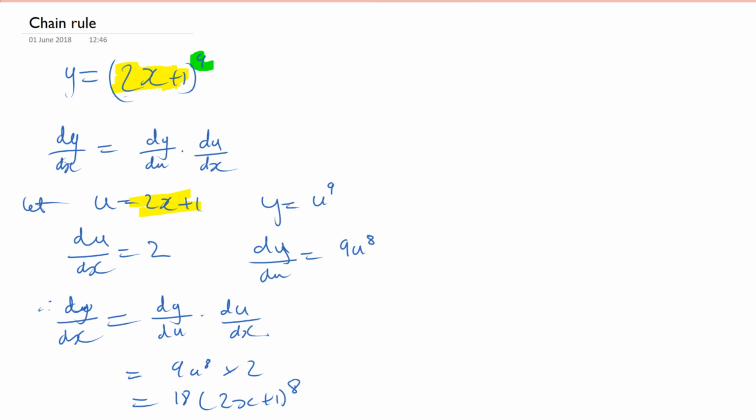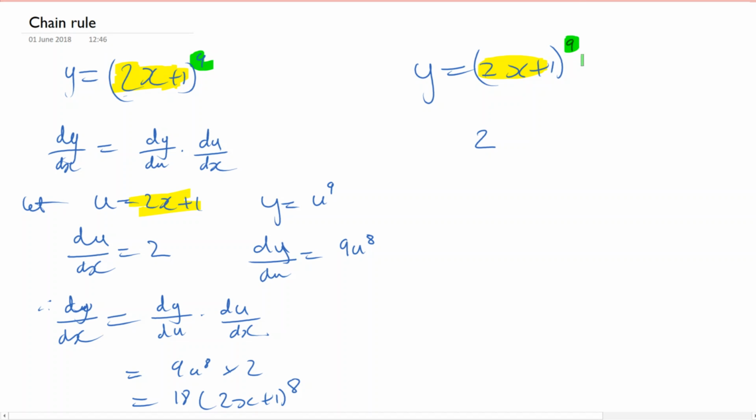And it'd be much better that we actually did this in our heads, because it would save us time. Now, this is how I go about doing it in my head. So I've got y equals 2x plus 1 to the 9. And what you do is you differentiate what we call the inside function. So 2x plus 1 differentiated is 2. And then I times that by the derivative of the outside function, which is the something to the 9. The whole thing to the 9.